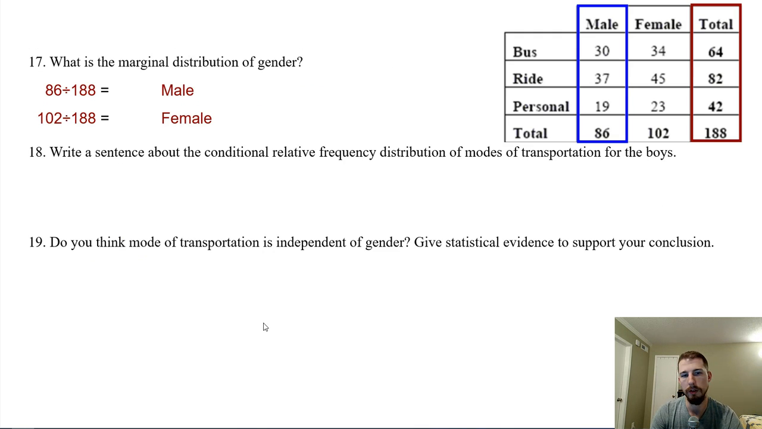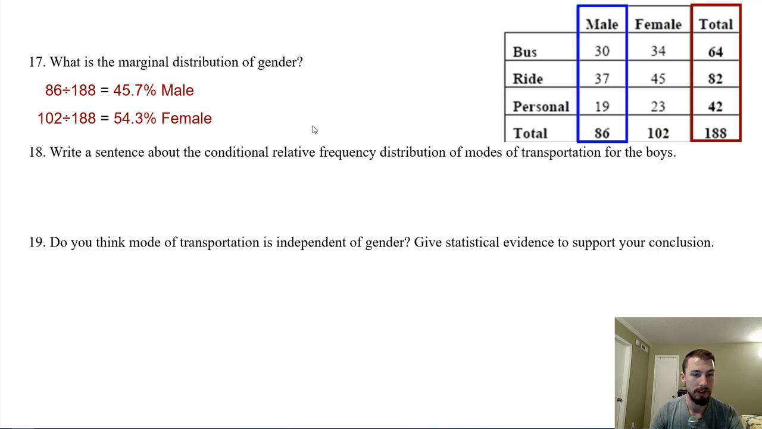What's the marginal distribution of gender? We're looking at only gender here, so we're collapsing. We don't care about bus, ride, or personal. We're just collapsing that variable to look at the marginal distribution of only gender. So we have 86 out of 188, which is male. So 45.7 male, and for female, it's going to be 54.3.